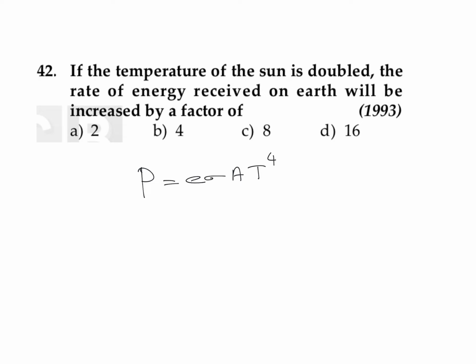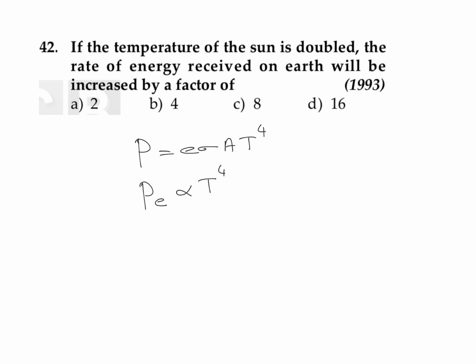So the part of this energy is reaching on earth's surface, so we can write the amount of energy or the power which is received on earth's surface is directly proportional to the T raised to 4, or the amount of energy emitted by the sun. So we can say that the power in second situation by power in first situation will be equal to nothing but temperature in second situation by temperature in first situation raised to 4.